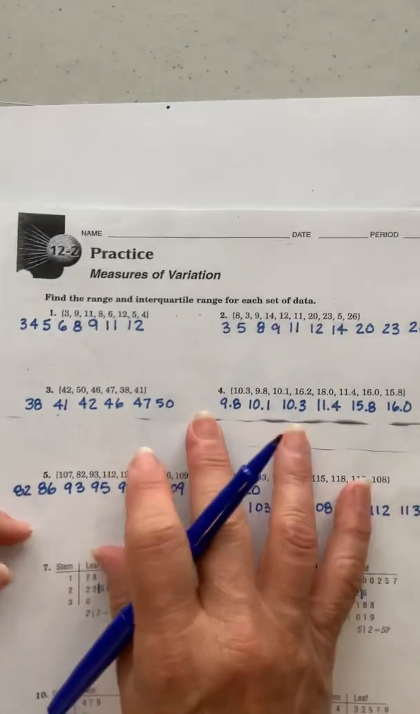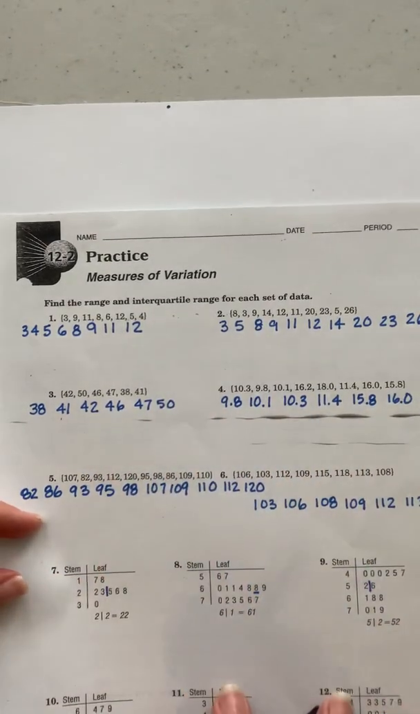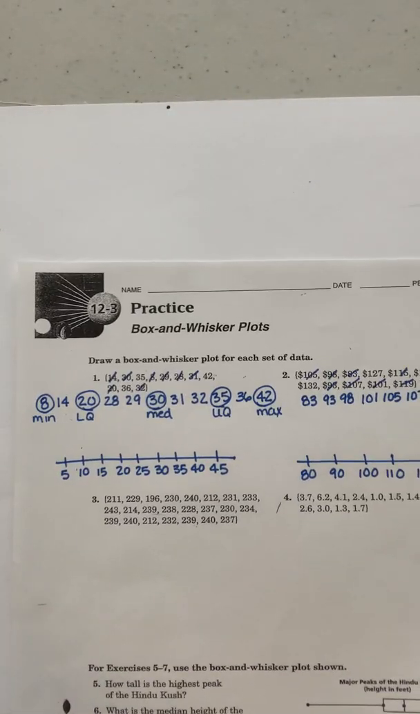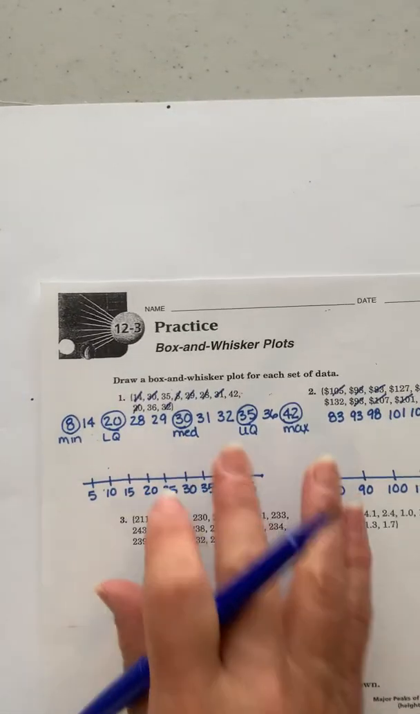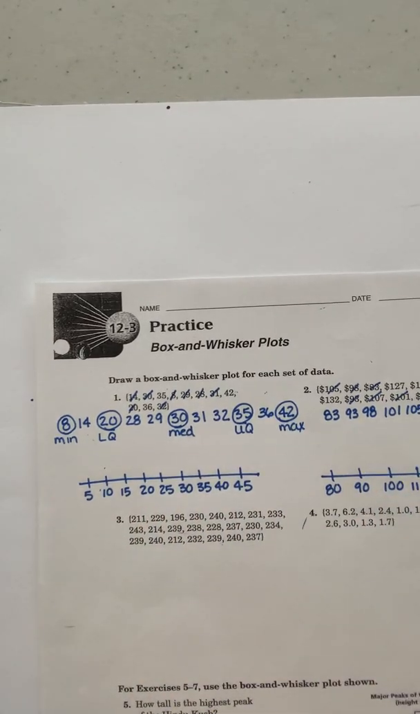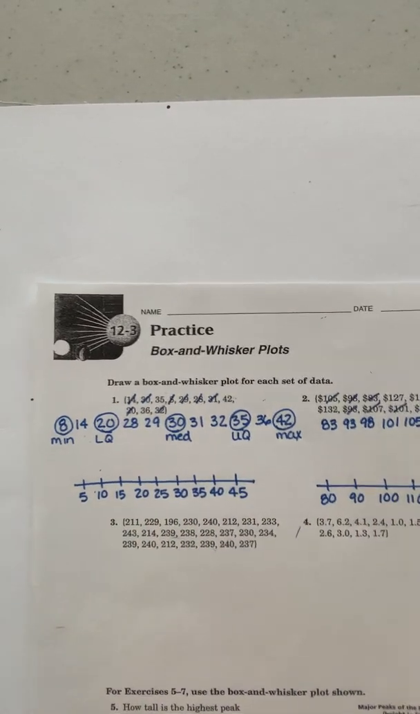So when you're doing 12-2, I would just do a few of them. The answers are on there. It's really hard to do them on the stem and leaf plot. I told you can rewrite the numbers if you want so they look like this. I would just do a couple on here. I wouldn't worry about doing a bunch of them, just so you've been exposed to them. Okay.